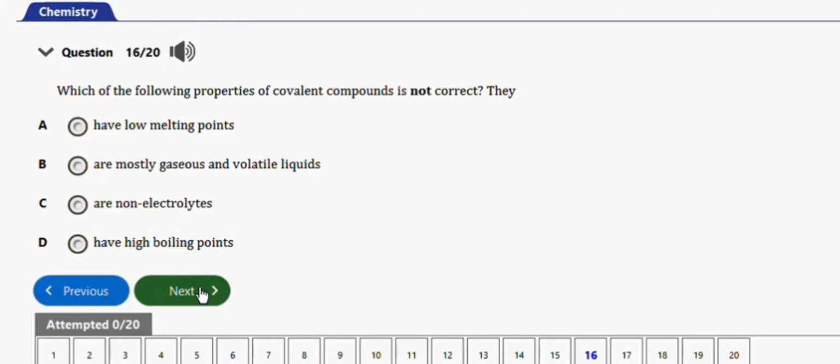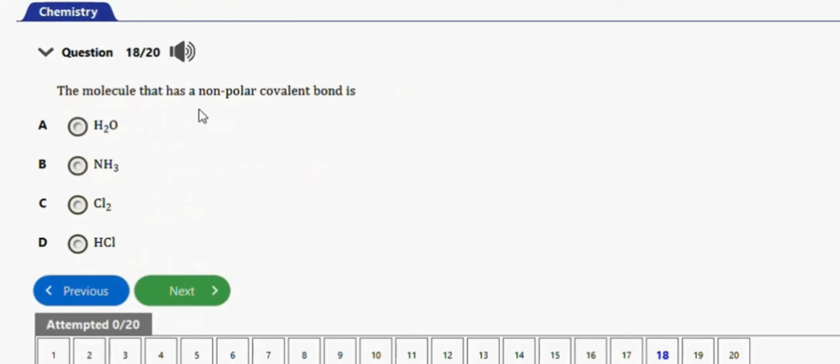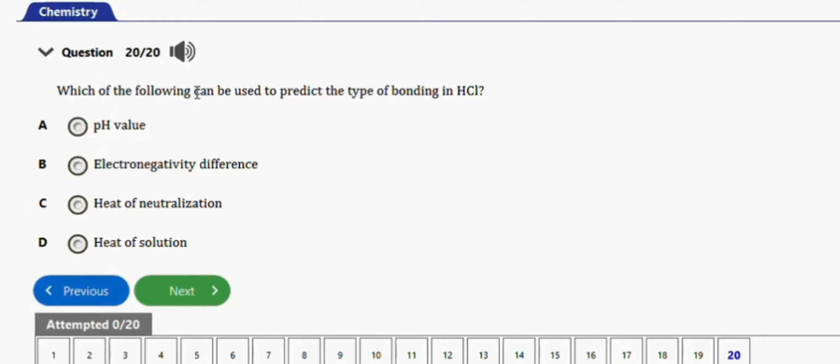The next question is this one. It says the molecule that has a non-polar covalent bond is, so it's obvious, option C, chlorine gas. The next question says the maximum number of covalent bonds formed by nitrogen is, so it is obvious, 3, option D. Last question to end this video is this one. It says which of the following can be used to predict the type of bonding in hydrochloric acid. So this is obvious, electronegativity difference.